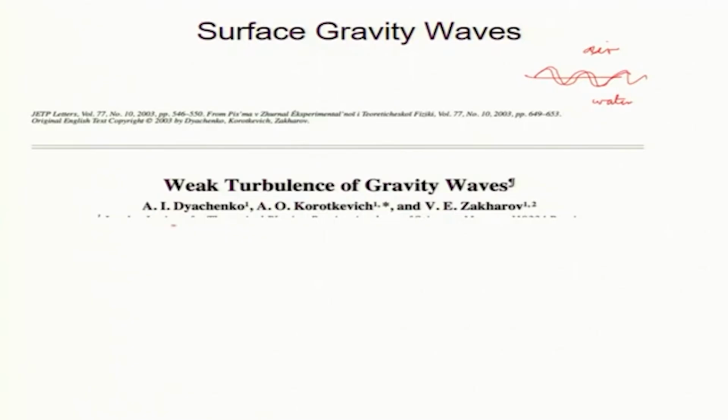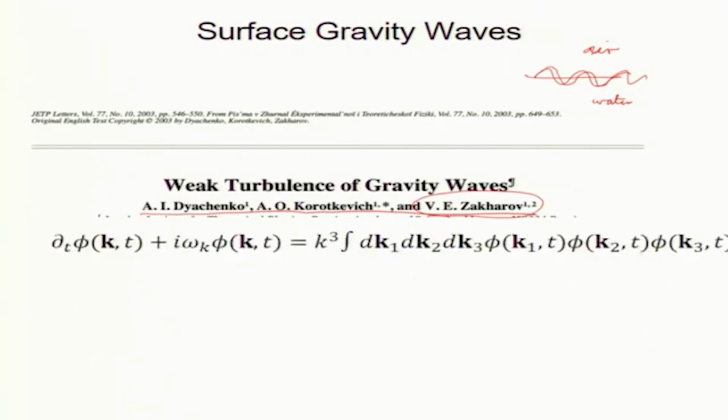This is a paper which I am trying to refer to, by Zakharov. I told you in the last class that he is the person who started this whole field of wave turbulence. So, Zakharov gave this equation where the nonlinearity in real space is phi cube.